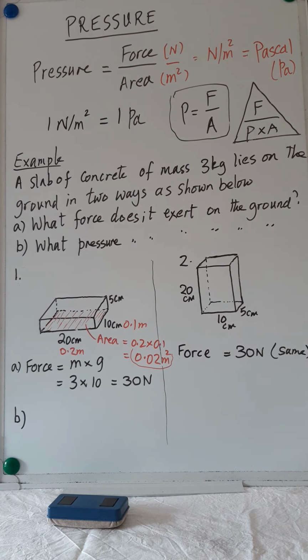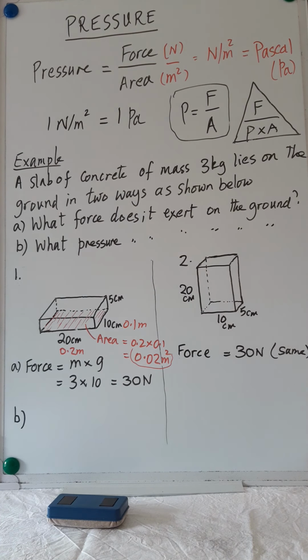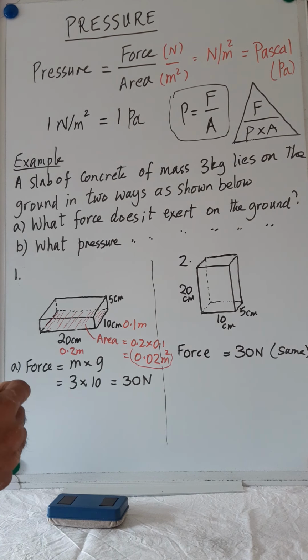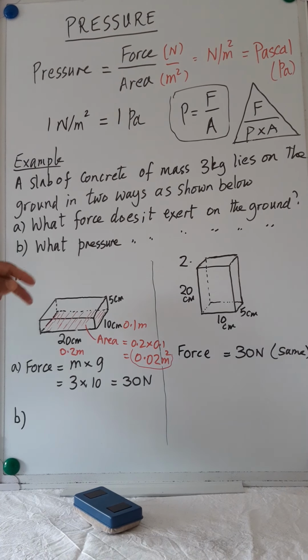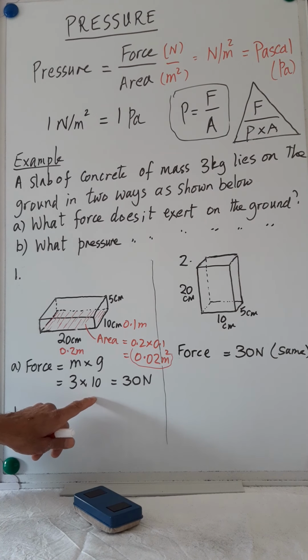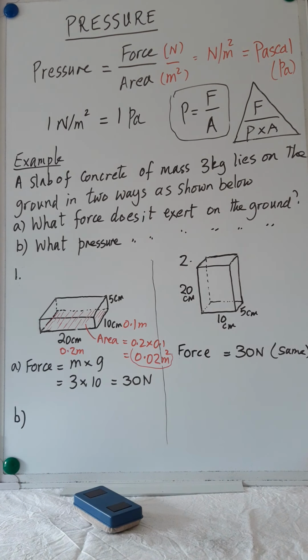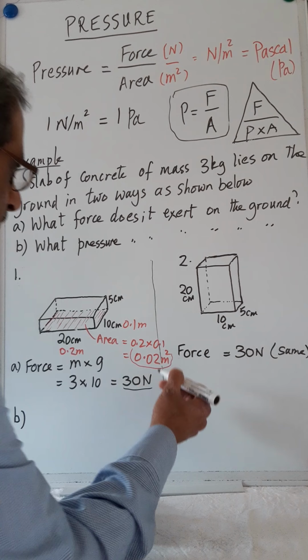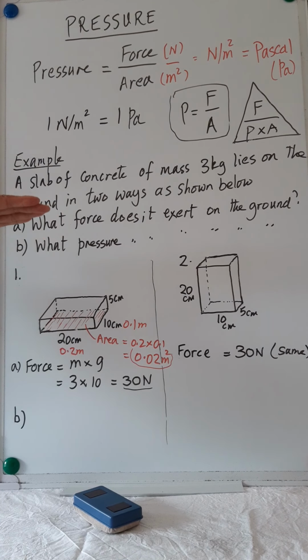Now, first of all, what is the weight? If the mass of the slab is 3 kilograms, the force that it exerts is going to be the force of gravity, which is 10 newtons per kilogram, times 3, that'll give you 30 newtons. So this slab is exerting a force of 30 newtons on the ground.